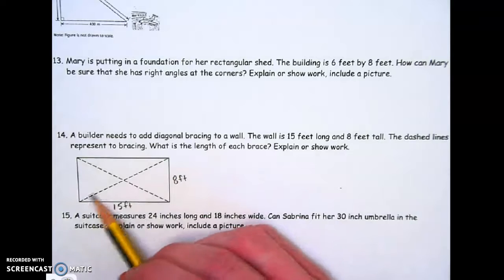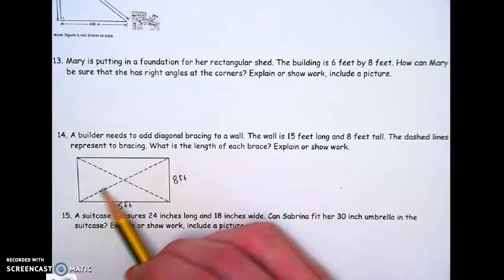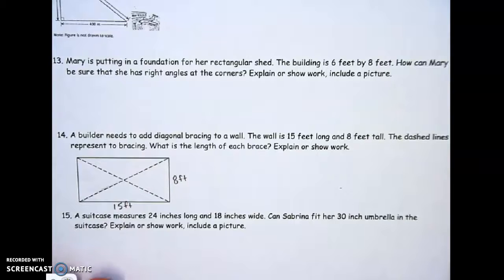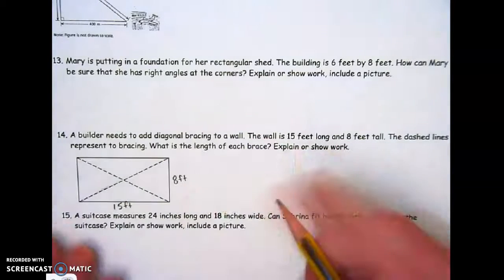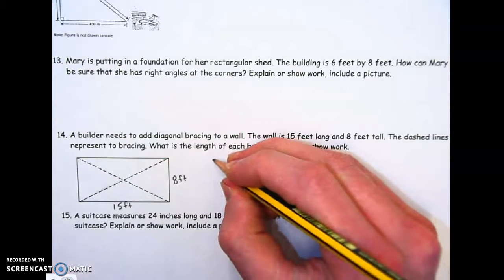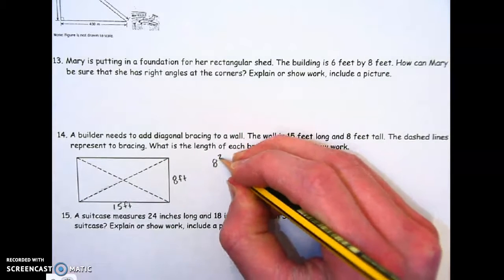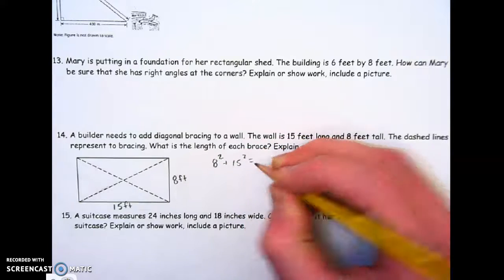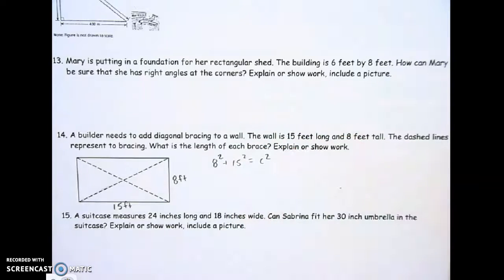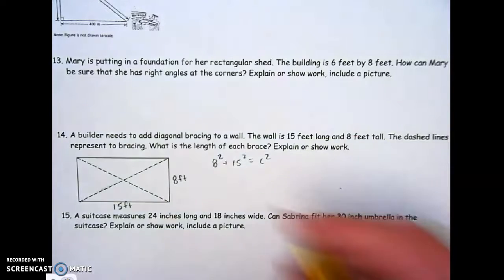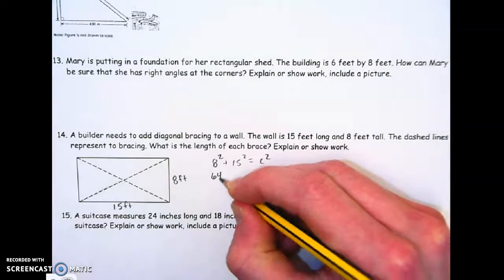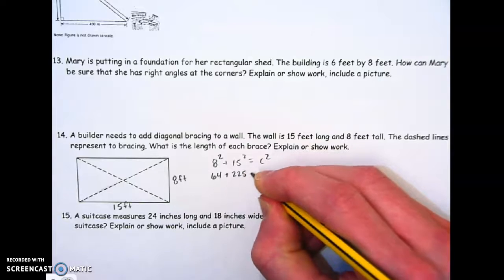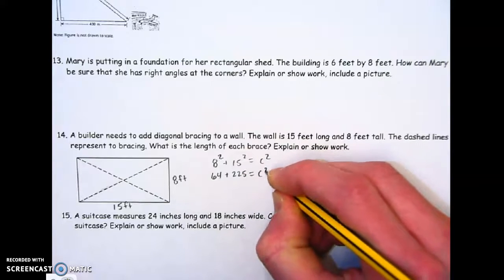Alright, so let's find the length of one of these diagonals here, and then we'll do some work with that once we get that diagonal from corner to corner. So that'll be 8 squared plus 15 squared equals c squared. So that'll be 64 plus 225 equals c squared.